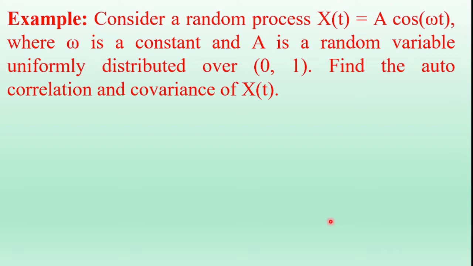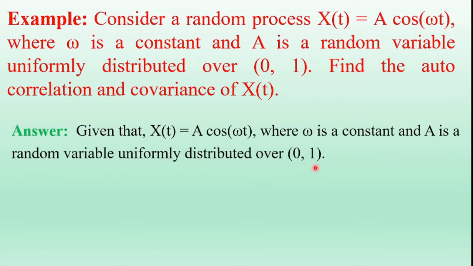In this video, I am going to discuss one more example of the autocorrelation function and autocovariance of the random process x of t. The example is: consider a random process x of t equal to a cos omega t, where omega is a constant and a is a random variable uniformly distributed over 0, 1. Find the autocorrelation function and covariance of x of t.